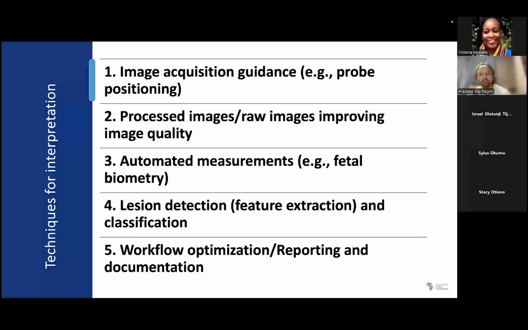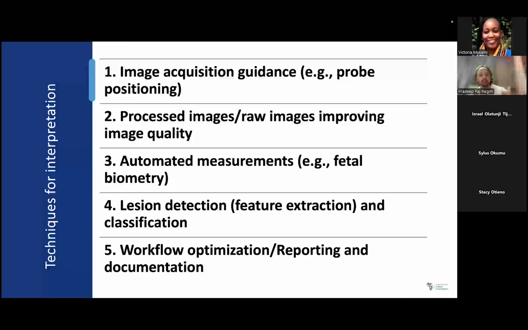Second, AI can improve the image quality. Third, once you reach the proper plane for measuring the biparietal diameter, you have to measure, and that measurement can be automated in many machines, like GE nowadays. Automated measurements are available. Another is lesion detection, so whether it is normal or not, you can get through the AI model. And another is workflow optimization, where reporting and documentation can be done through AI.